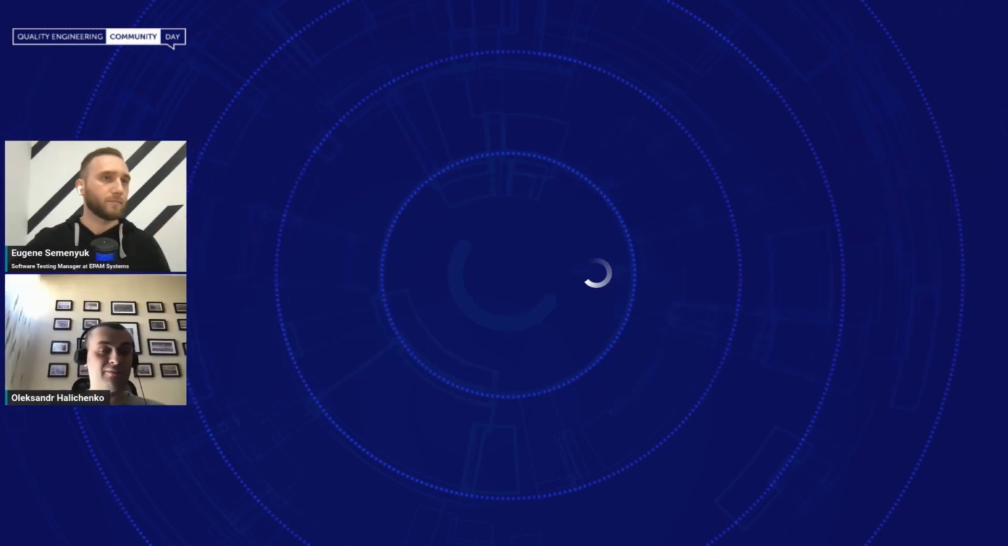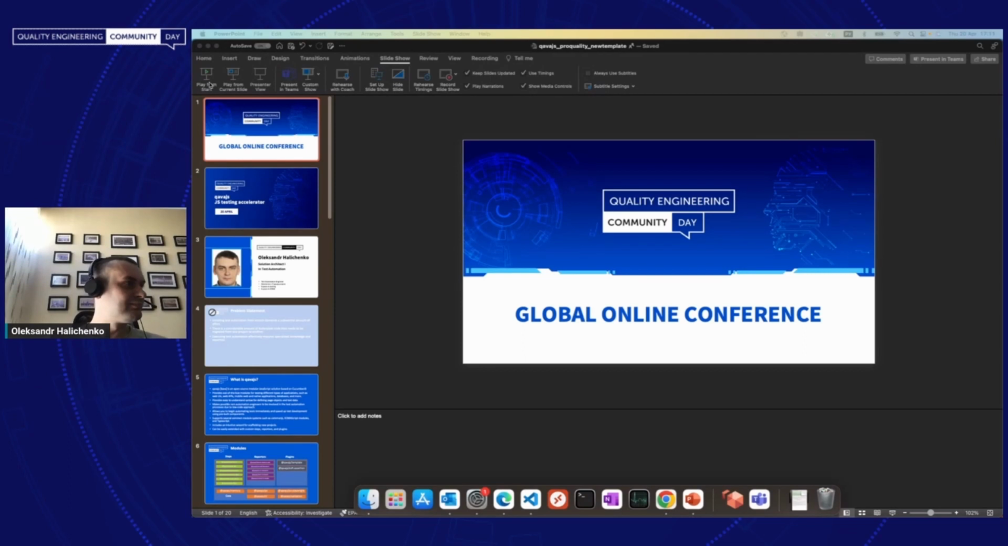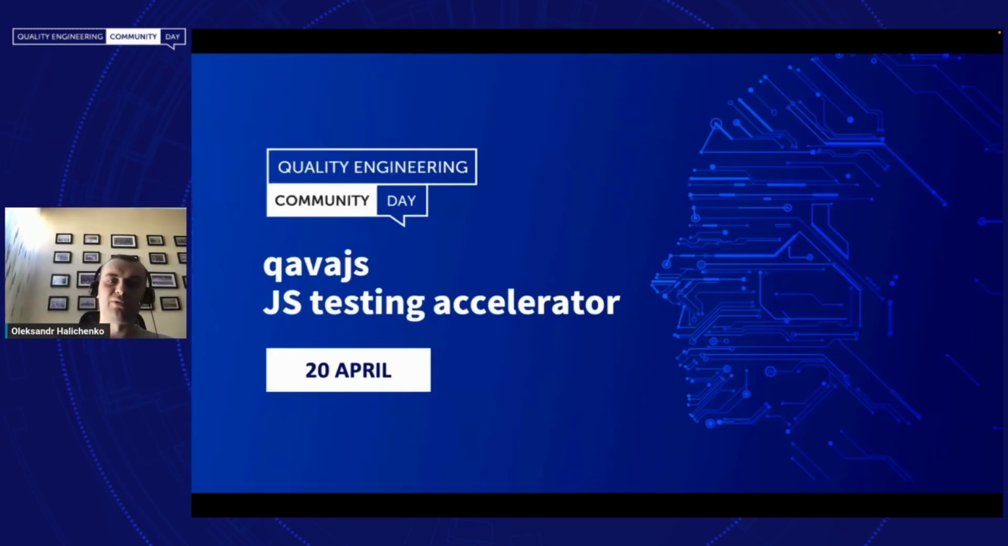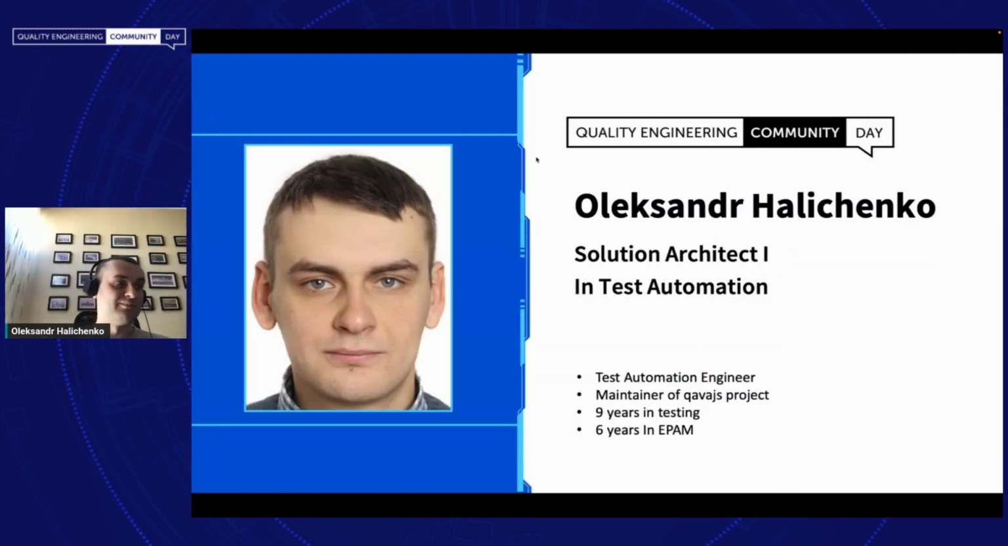So I'm going to share my screen, and today we're going to talk about a new test automation framework called Qava JS. But let's start with a couple of words about myself. My name is Oleksandr. I'm a solution architect in test automation at EPAM Systems. I've worked for the last 6 years for EPAM, and in general I have 9 years of testing experience. And I'm a maintainer of the Qava JS project.